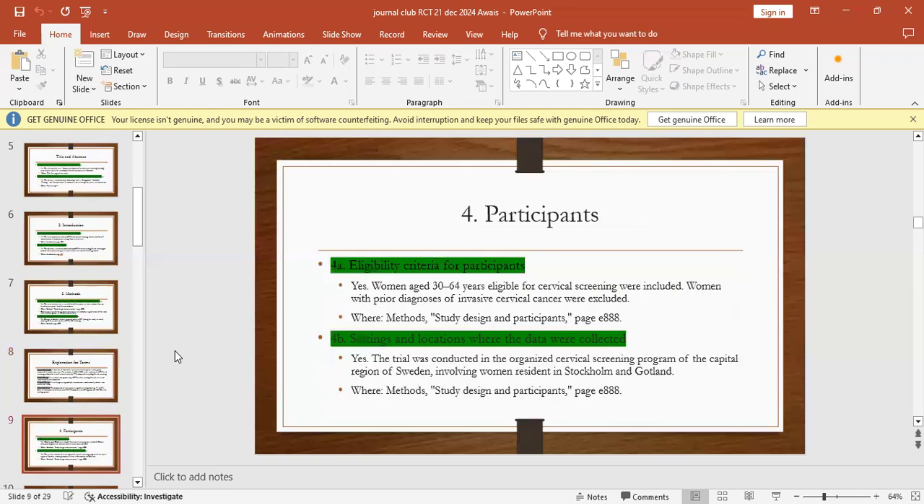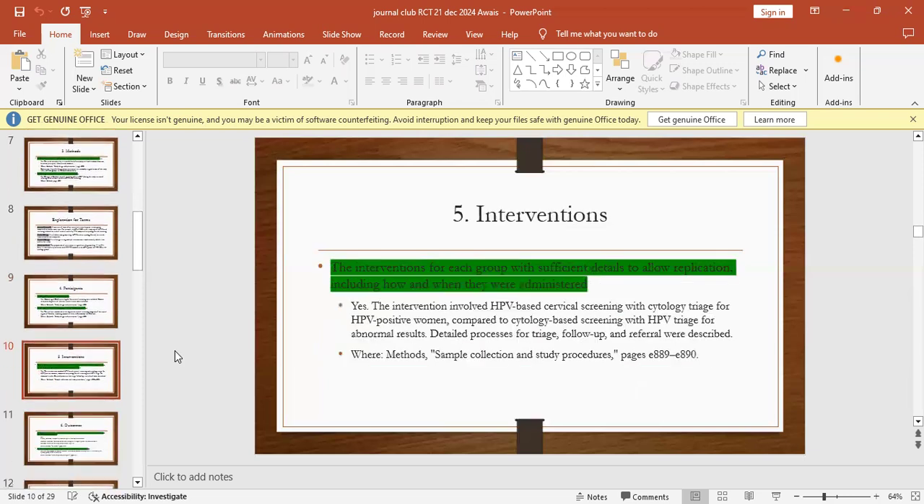Next, for the participants, we have to identify the eligibility criteria. Yes, women aged 30 to 64 years eligible for cervical screening were included. Women with prior diagnosis of invasive cervical cancers were excluded. And next, we have to identify the setting and location where the data were collected. The trial was conducted in the organized cervical screening program of the capital region of Sweden, involving women resident in Stockholm and Gotland. In this screening, the samples were collected by trained midwives.